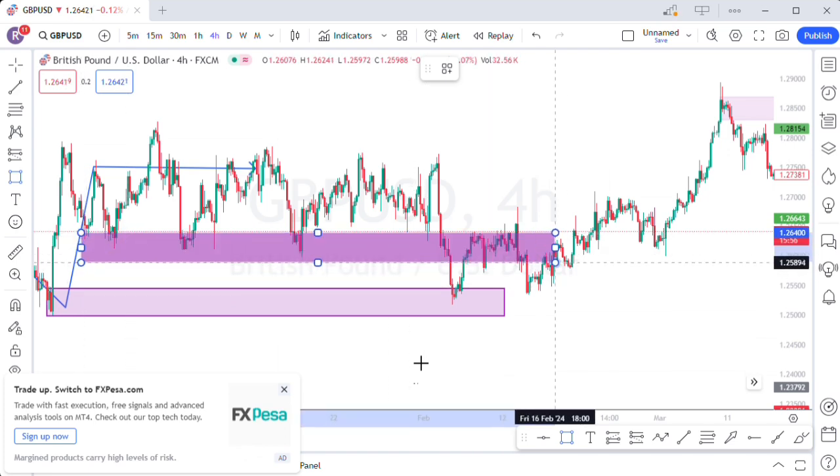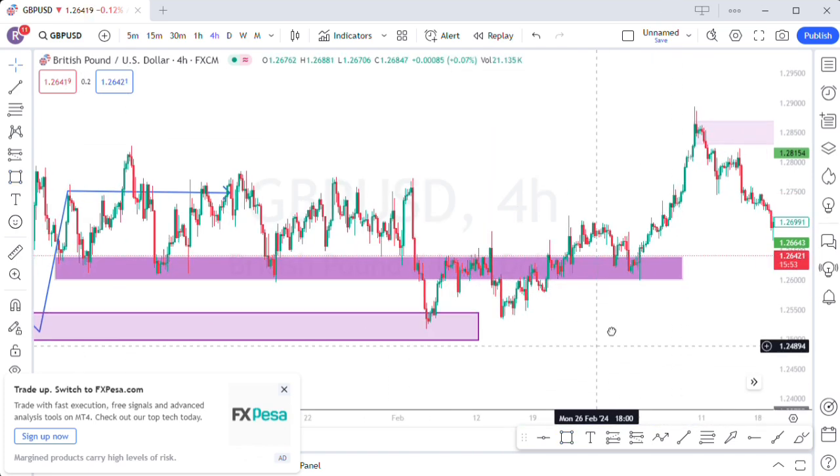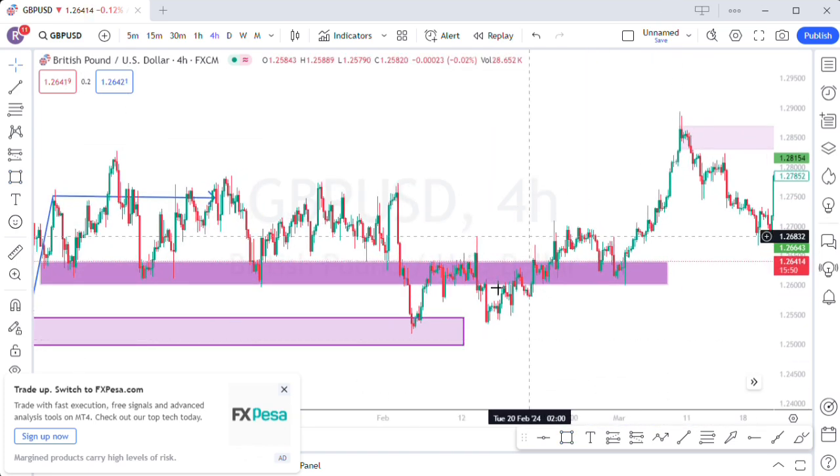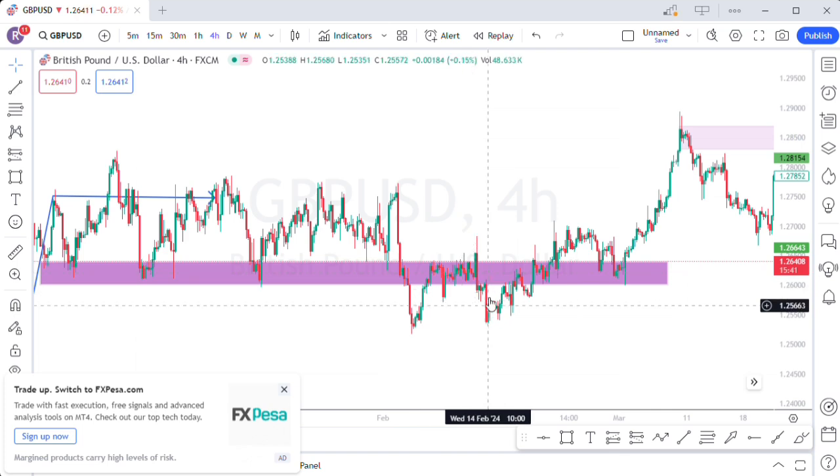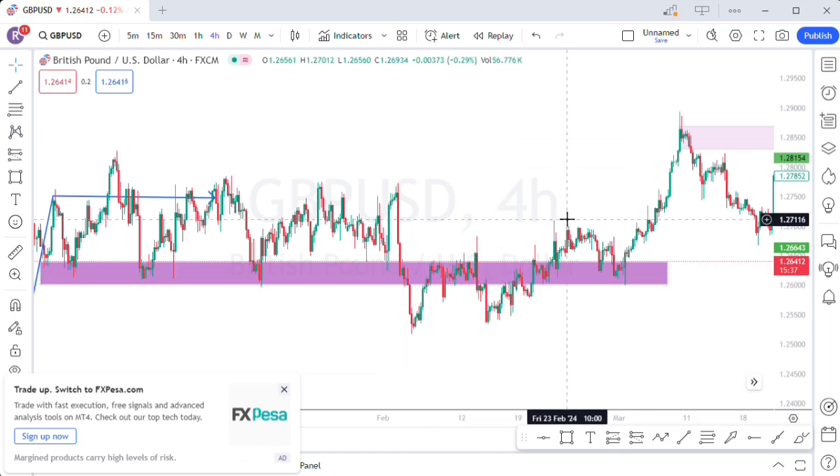So there is this support here. Let me draw this support zone. You always draw important zones in the market, because those are the points where the market rejects and moves in your favor. So eventually the market broke this support.